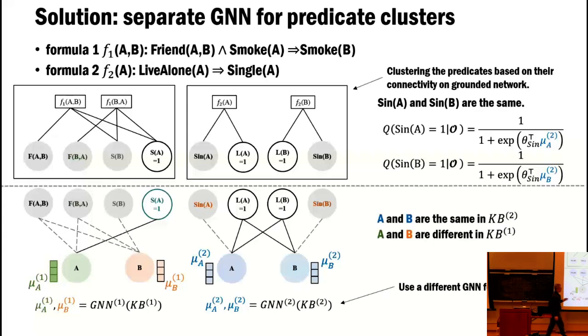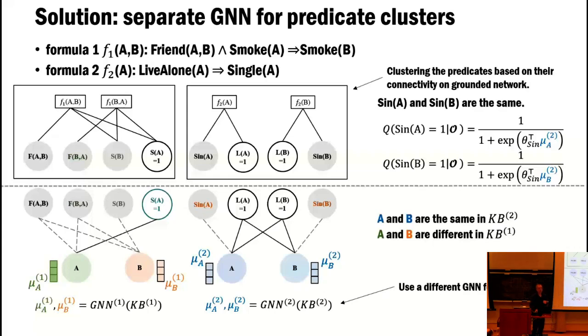You can actually separate the knowledge base into two sub-knowledge bases, okay? And each one is a cluster of variables. And then you run a graph neural net on them separately. Once you have the two sets of embeddings, you use the predicates to define that particular posterior distribution. In this case, because this single and leave alone is in one database, and based on this graph, you find that the embeddings of mu A and mu B are the same, and you use it to define the posterior distribution, you also get the same parameterization, okay? You can do this separately.